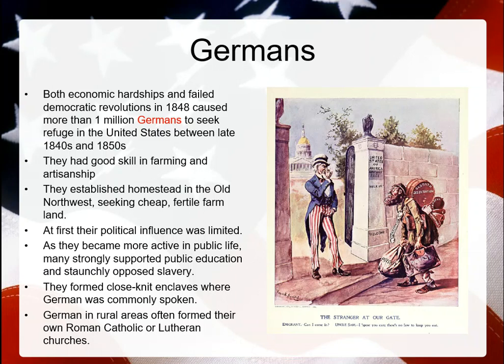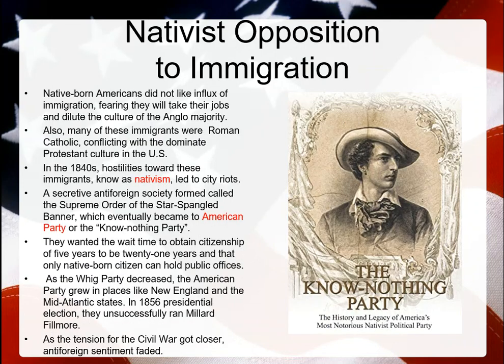And as they would come, they'd be more and more interested in politics as they keep coming over and kind of setting a foothold here in America. They're going to be very interested in public education, and they're going to be largely opposed to slavery. So you're going to get these close-knit German enclaves, if you will, communities, and we're going to see a lot of Germans come over. They're going to be both Roman Catholic and Lutheran.